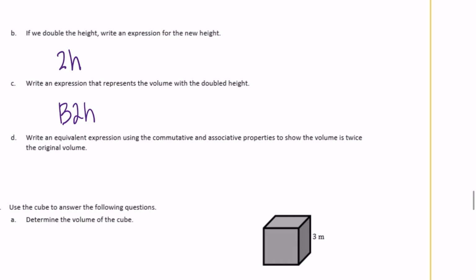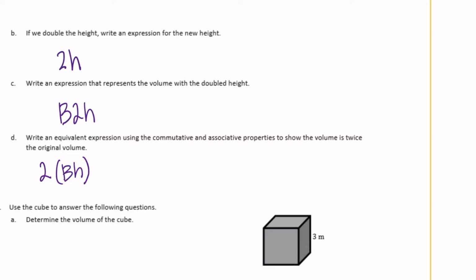And then D, write an equivalent expression using the commutative and associative properties to show the volume is twice the original volume. So I'm going to take the 2 out. Commutative property means that I can move them around. Since we're multiplying all of them, I can move them around in different orders. And then associative, I'm going to group them with different groupings. So we would multiply the area of the base times the height and then multiply it by 2.